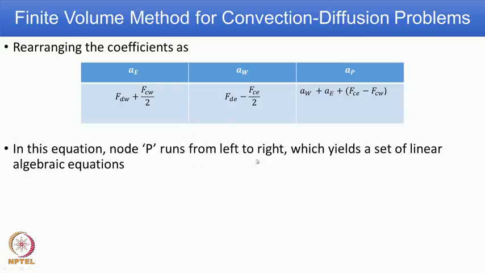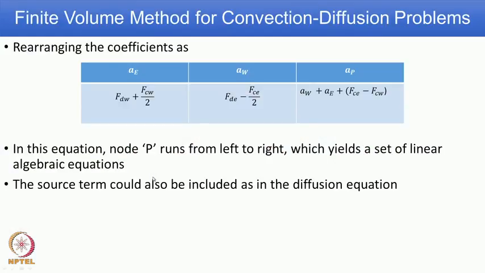As I mentioned before, node P runs from left to right. In this case it is 1D, so we say it is running from left to right. In the case of 2D, you will also run in the y direction from top to bottom, and in 3D, respectively, for the third direction. If you do so, you will get a set of linear algebraic equations. Then you have to have a procedure for inverting the matrix.